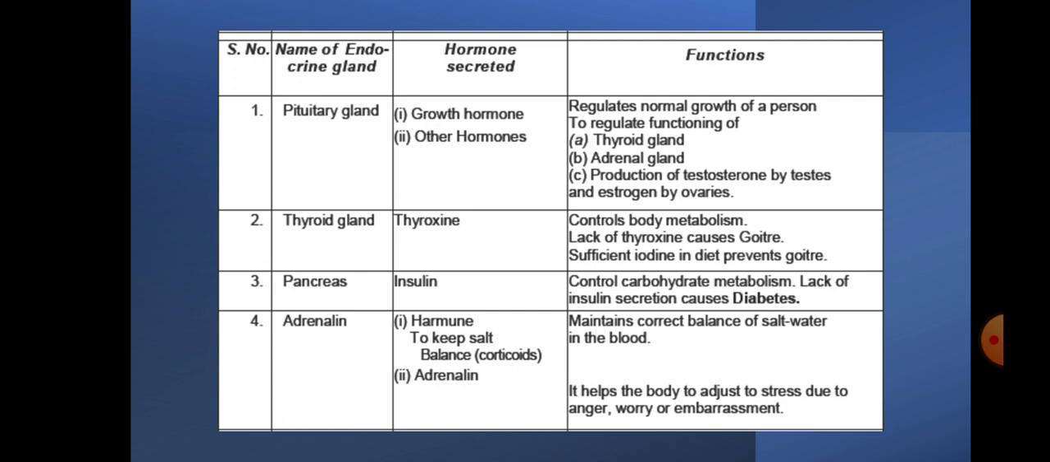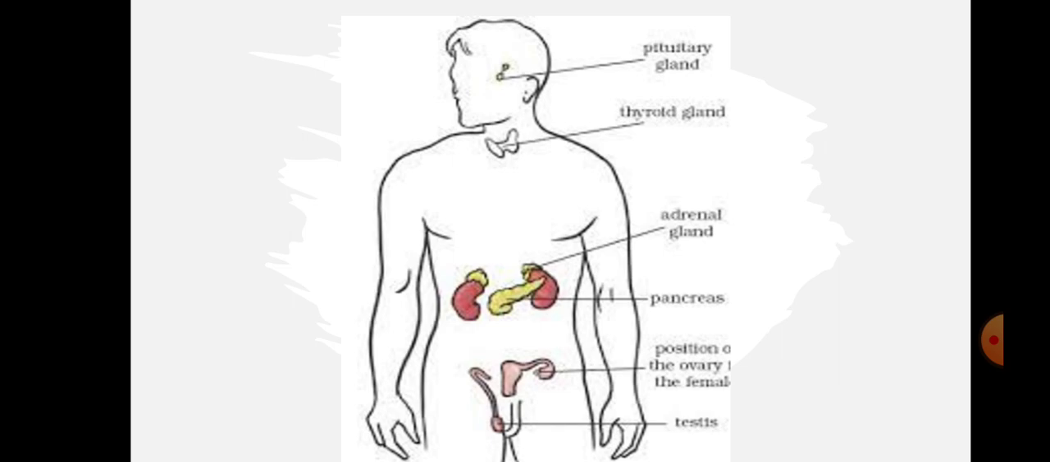Next, adrenaline. The hormone name is adrenaline. The part name is adrenal. It is situated on the upper part of the kidney. Adrenal glands are almost the size of a walnut and are located above the kidney, the upper part.